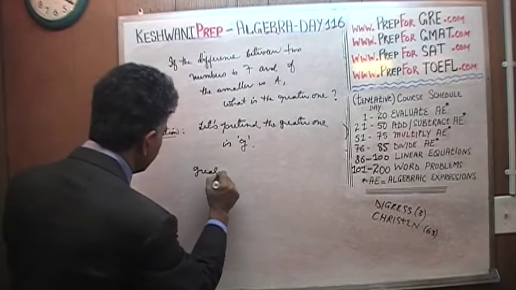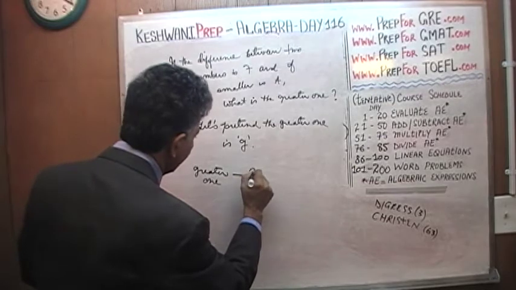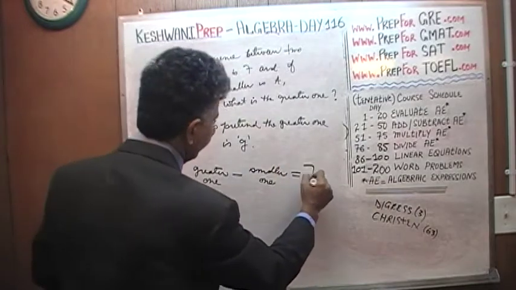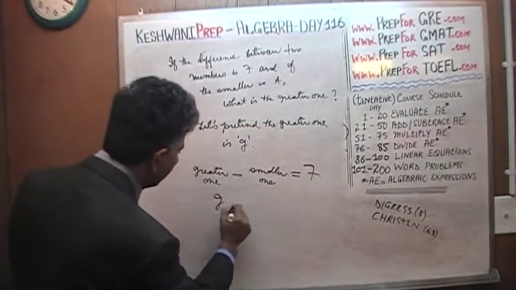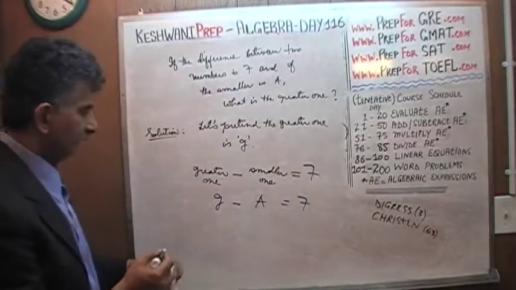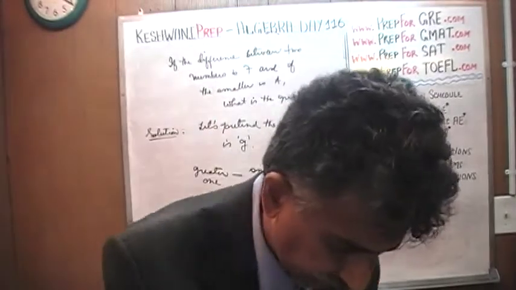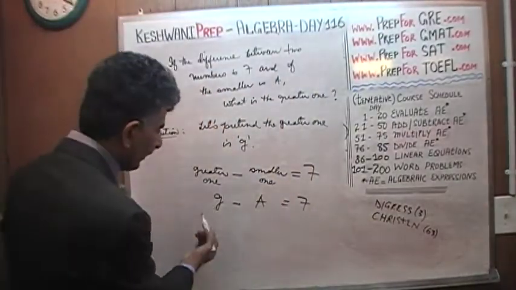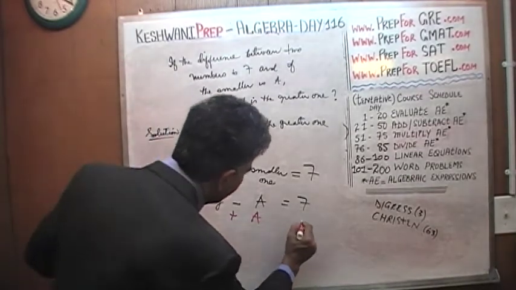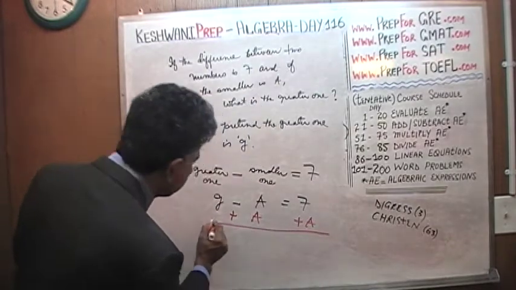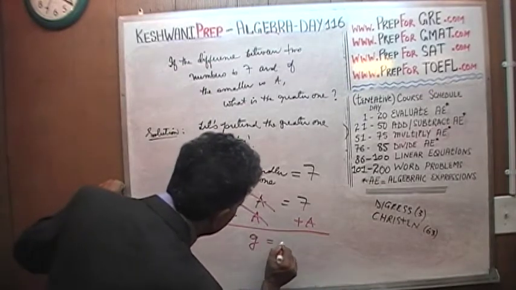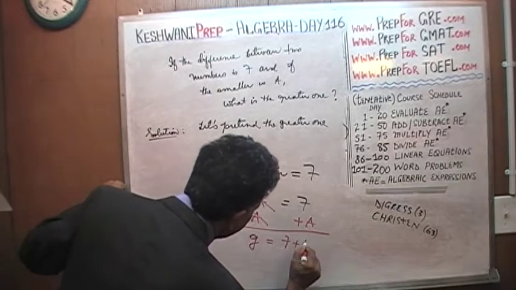So here's our greater one minus the smaller one, and we are told that that difference is 7. The greater one we are calling G minus the smaller one, which they're calling A, is 7. The question simply is, how much is the greater one? We just have to solve for G. Somehow we have to get rid of this A. Let's add A to both sides of the equation. This A drops out, and we end up with G equals 7 plus A.